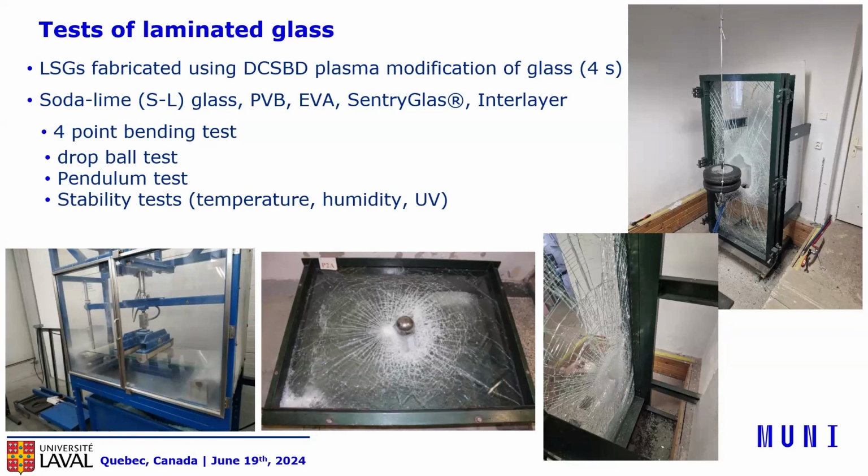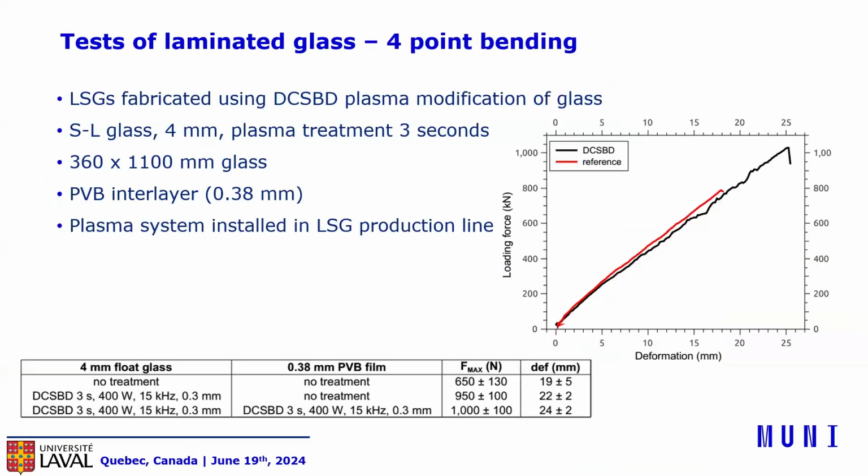So we were testing laminated glasses prepared with different interlayers: PVB, EVA, centric glass. And the tests which we performed were the 4-point bending test, which is here, the drop ball test, the pendulum test in this case, and also a stability test. So we investigated the effect of temperature, humidity, and UV light.